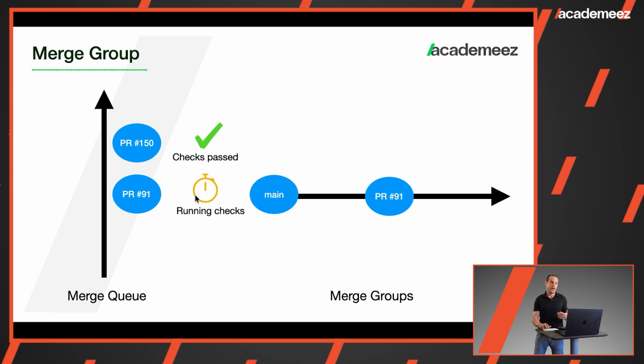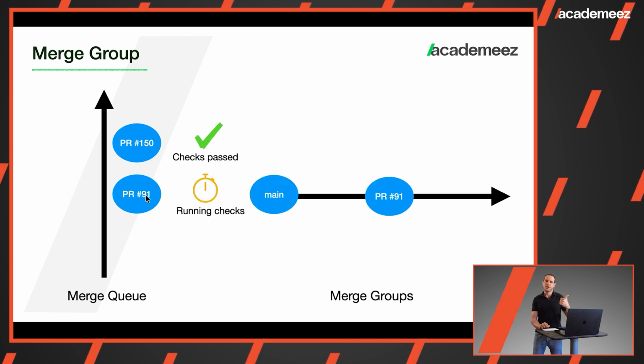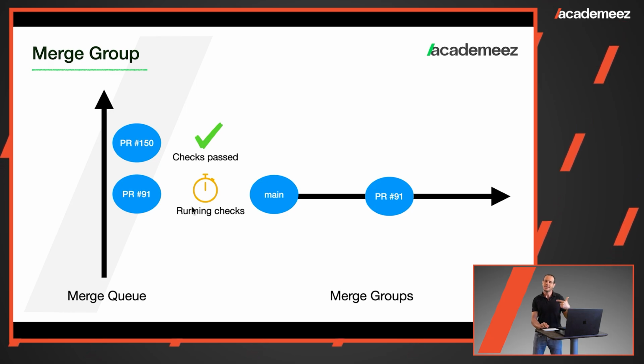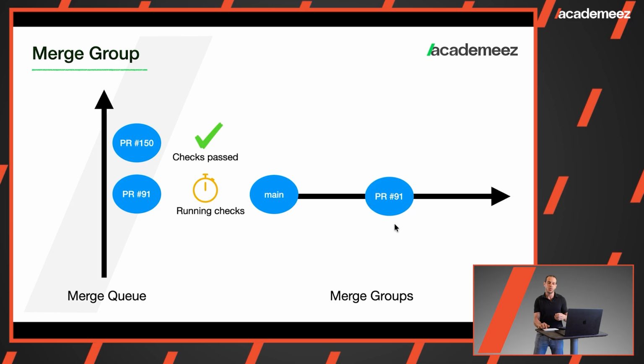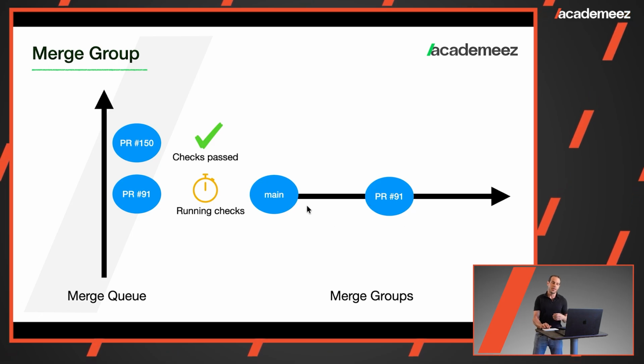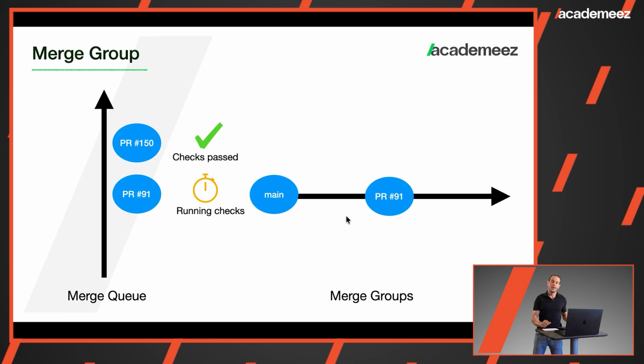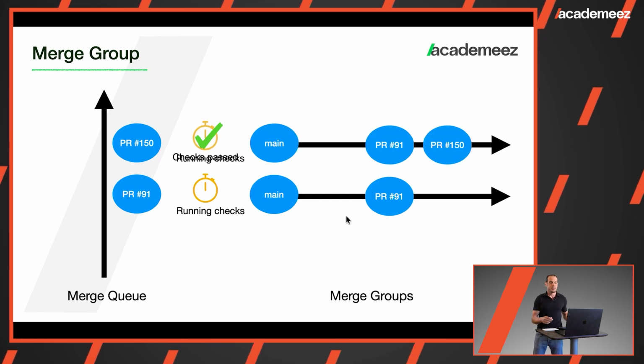Now, what can you do? Because 91 passed, but it passed with the checks running on 123. This means that the passed checks are irrelevant on the merge group branch. It needs to recreate the merge group branch without PR 123 before it, just with main and 91, and start to run the checks again.